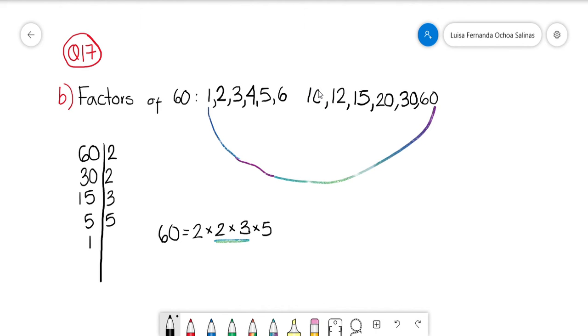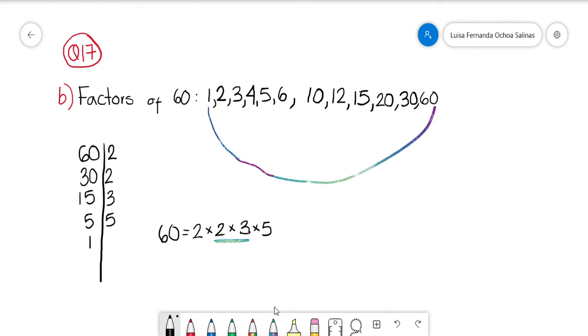Have I finished? Let's look. Do I have a 7? No, I don't have a 7 because 7 is a prime number and I don't have a factor here that is 7. Do I have an 8? No, because I would have to have 2 times 2 times 2 and I don't have that here. Do I have a 9? No, because I would have to have another 3 times it. No, I don't have a 9. And I get to 10, so that means that I'm finished.